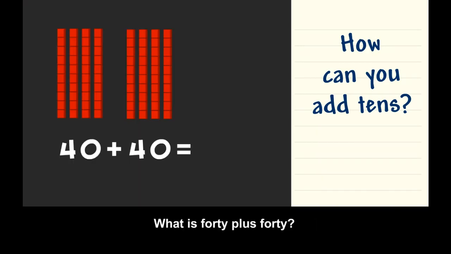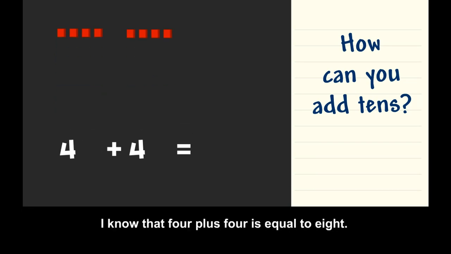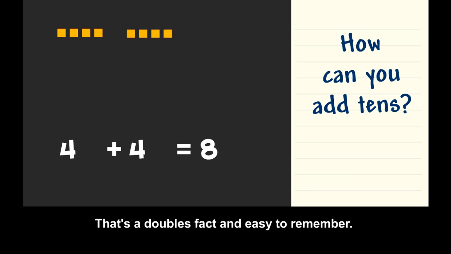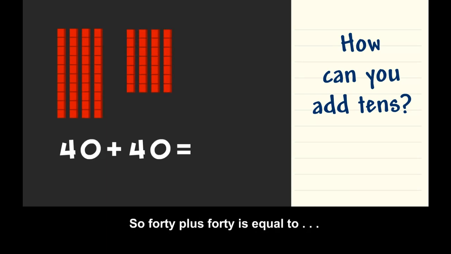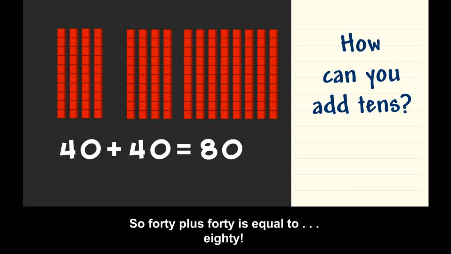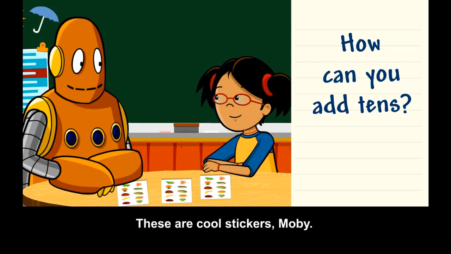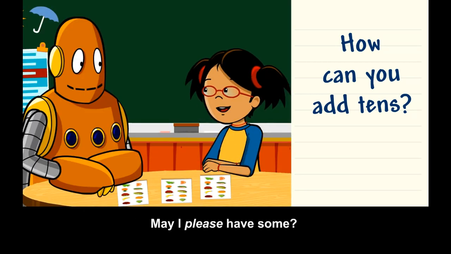What is 40 plus 40? I know that 4 plus 4 is equal to 8. That's a doubles fact and easy to remember. So 40 plus 40 is equal to 80. These are cool stickers, Moby. May I please have some?